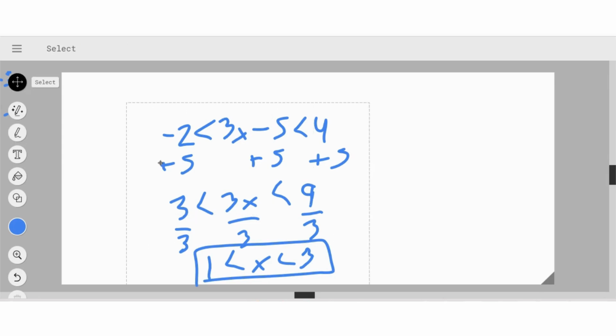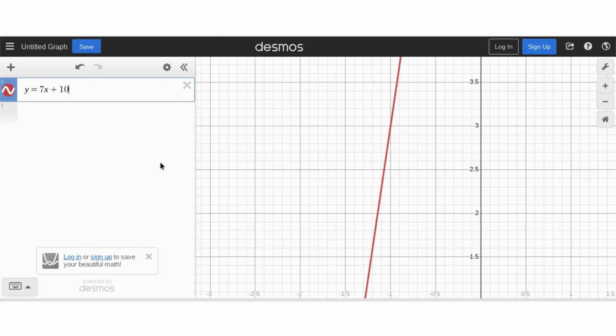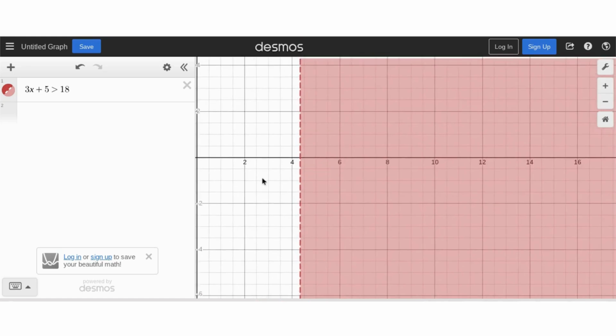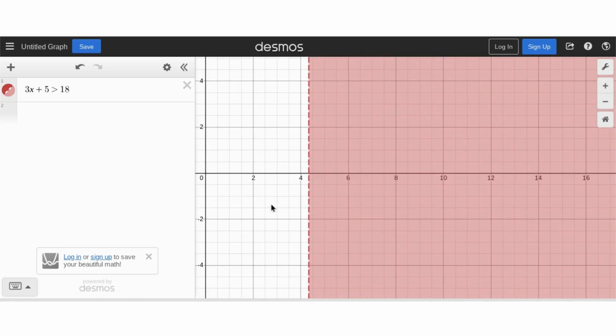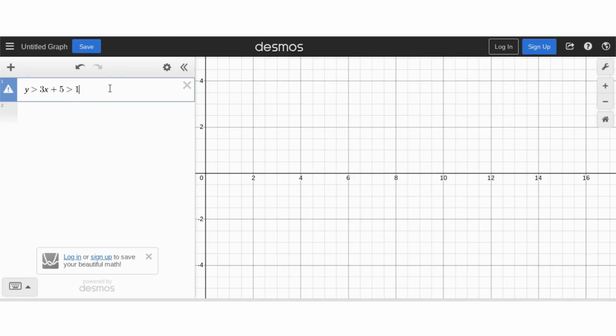You can also graph inequalities. So let's go back over to our graphing tool. We'll take 3x plus 5. 3x plus 5 is greater than 18. So here, it just tells us all of the possible x values that it could be. You can also use like slope-intercept or point-slope form. Like y is greater than 3x plus 5.